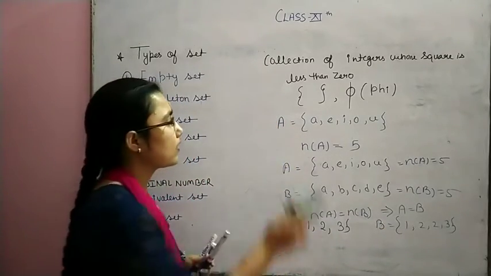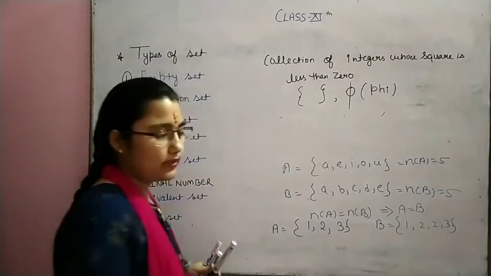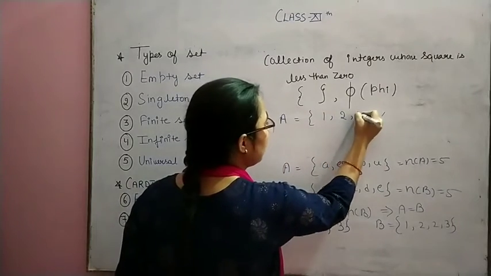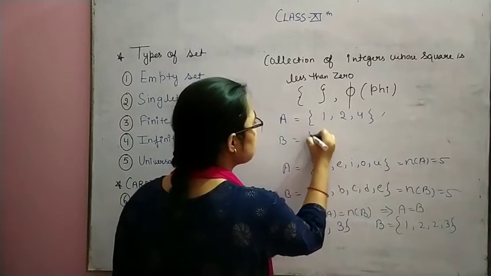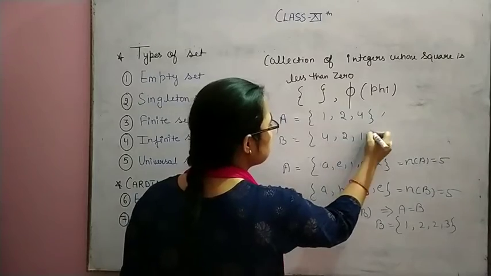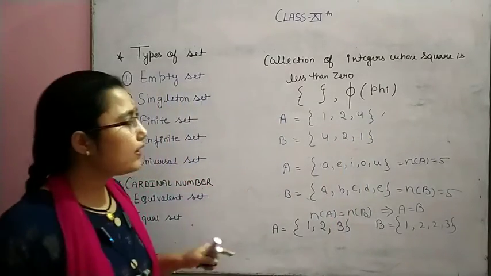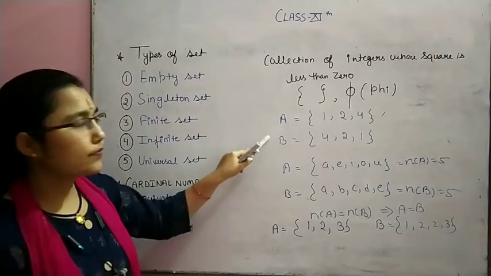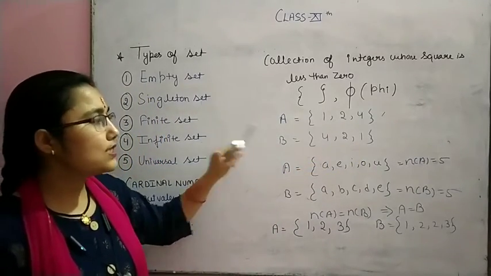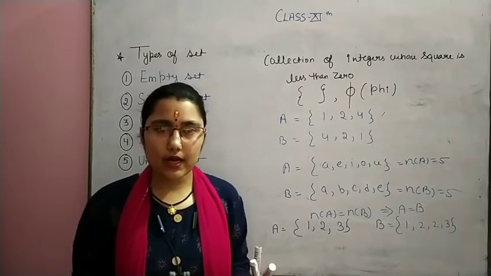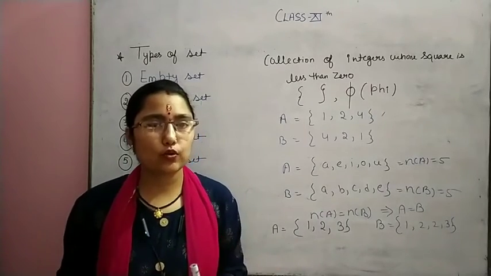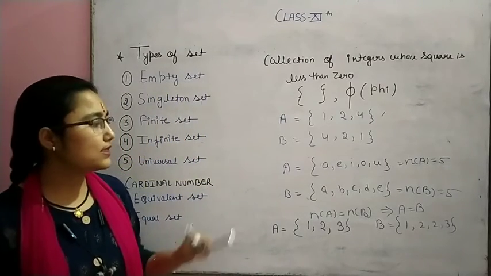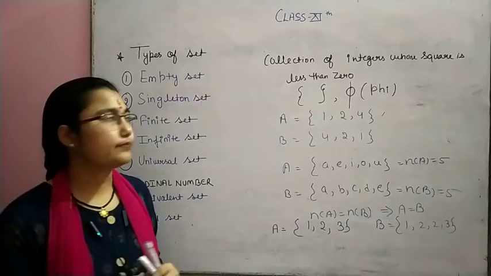Suppose we have two sets, A is 1 to 4 and similarly B is 4 to 1. Then the elements are equal in both cases. So A and B are equal sets. If the cardinal numbers are the same, then two sets are known as equivalent sets. But if the elements are the same, then the sets are called equal sets.